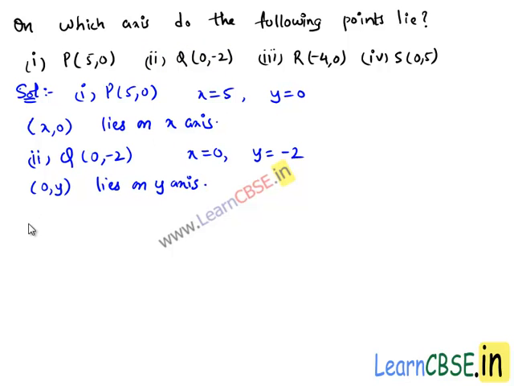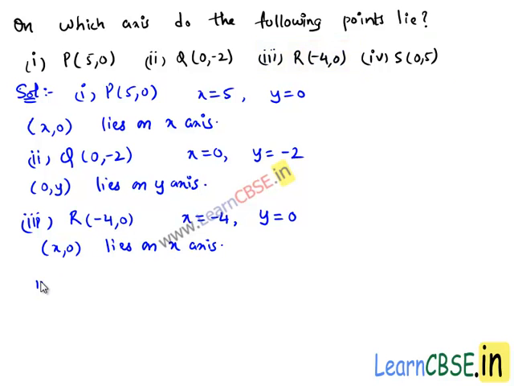Now let's move to the third bit. Here the point R is given as (-4, 0). The x coordinate is given as -4 and the y coordinate is given as 0. We know that any point on the x axis is of the form (x, 0). Hence the point R (-4, 0) lies on the x axis.